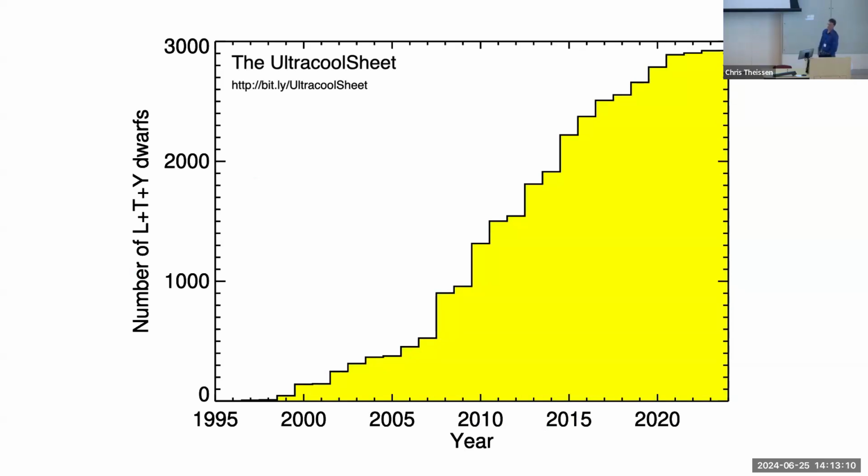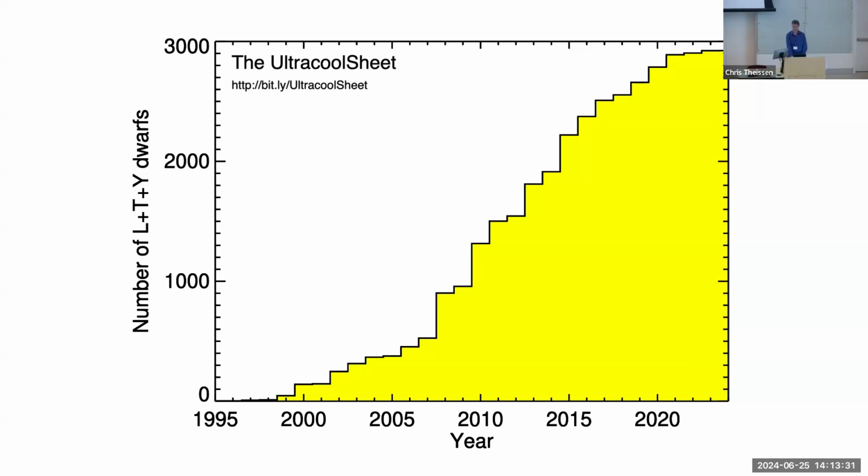This from the ultra-cool sheet shows discovery years. It's not everything, but it's fairly close to everything. It shows that a couple decades ago, there was the big ramp up of discovering objects. Maybe it's tapered off a little at this point, but a lot of work that took decades to do to get us to where we are today.